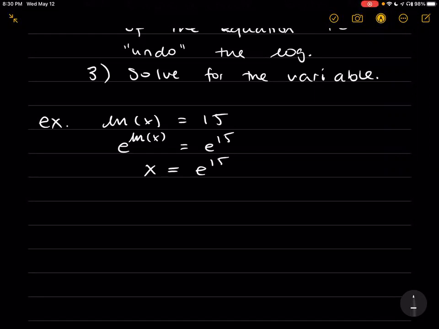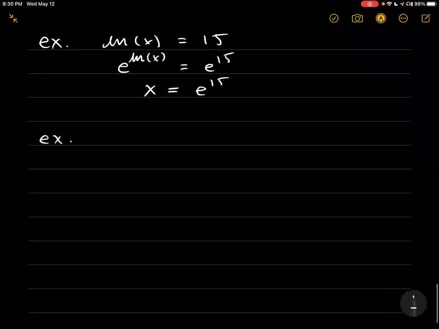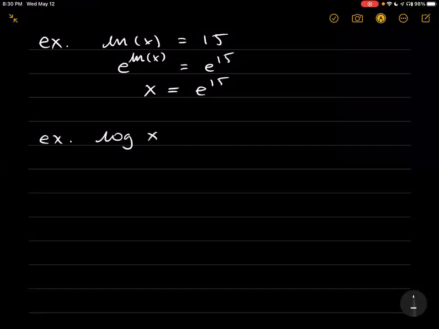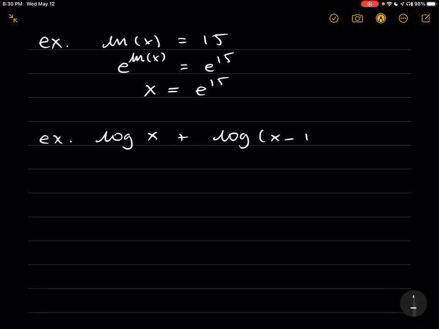Okay, let's look at a different equation. Let's do common logs this time. Let's say we have log base 10, so just a common log, of x plus log of (x minus 1) equals log of 4x.